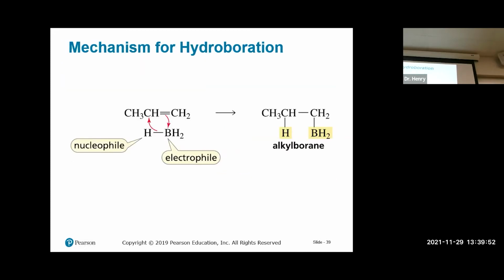So how does this work? Okay, so the boron here is going to act as the electrophile, but the hydride is going to act as the nucleophile. The electrons are going to go to the boron. The boron is then going to allow the hydrogen to share its electrons, right? And then we're going to get the formation of a hydride, or the addition of a hydride here. And you're also going to get the formation of the alkylborane. Okay.